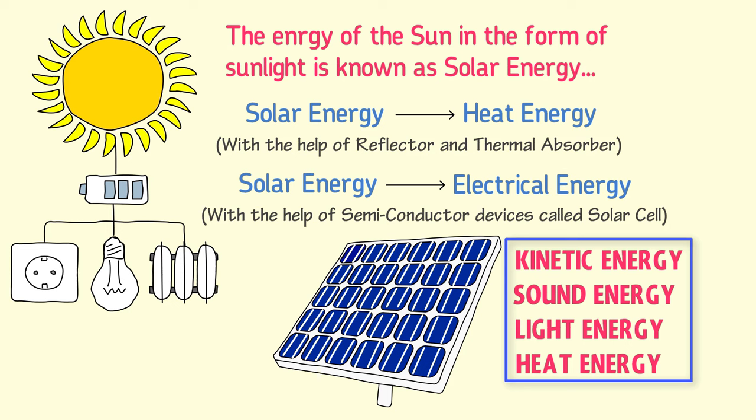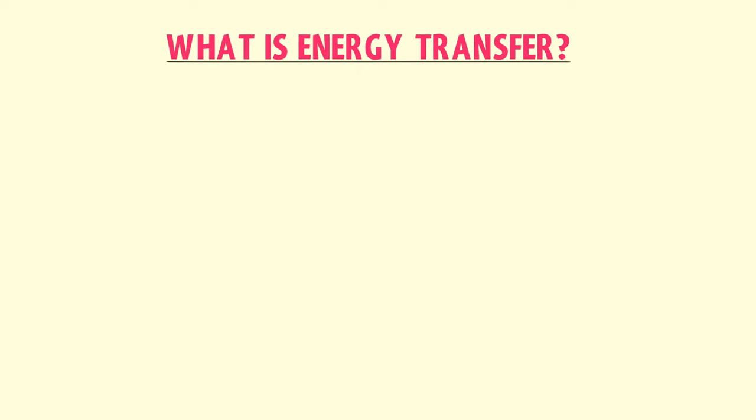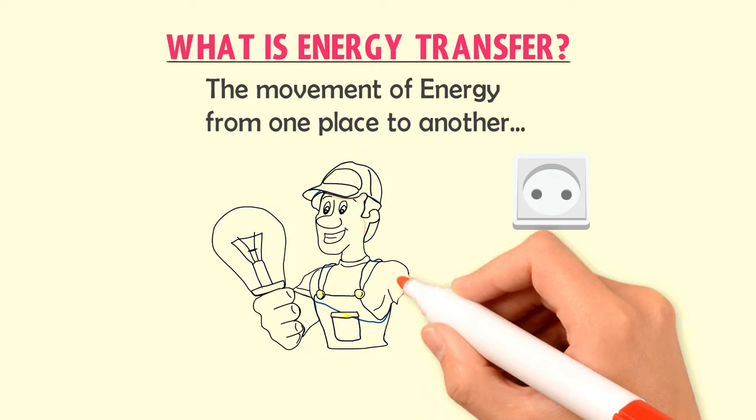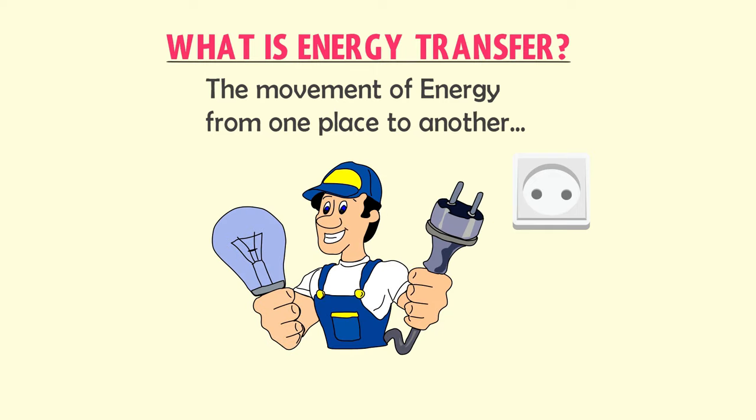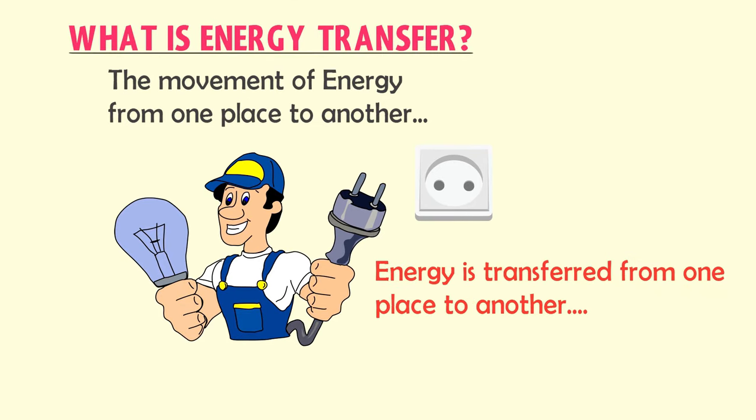Finally, let me clear your concept about the common misconception regarding energy transfer and energy transformation. Now, what is energy transfer? Energy transfer refers to the movement of energy from one place to another. For example, we know that energy flows from your wall socket, then moves through a charger or wires into the home electronics. The energy is being transferred from the wall socket to the electronics. So when energy is just transferred from one place to another, it is known as energy transfer.